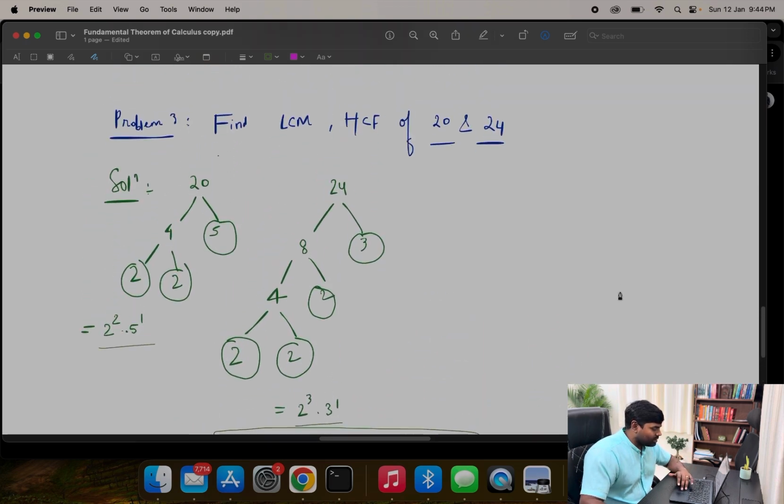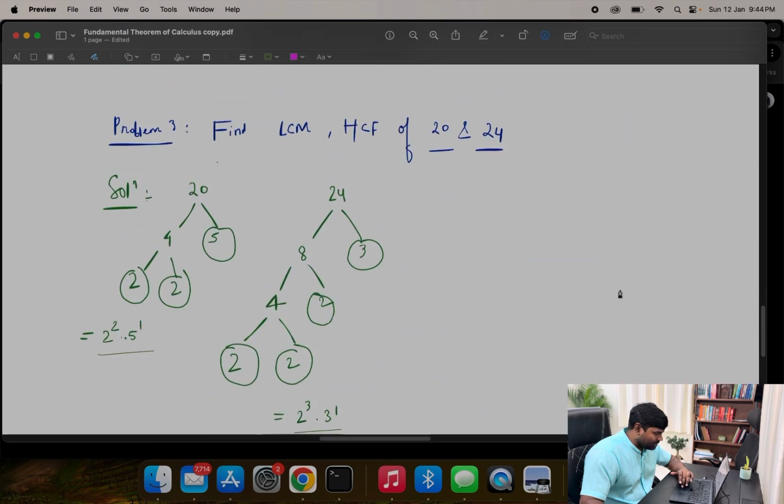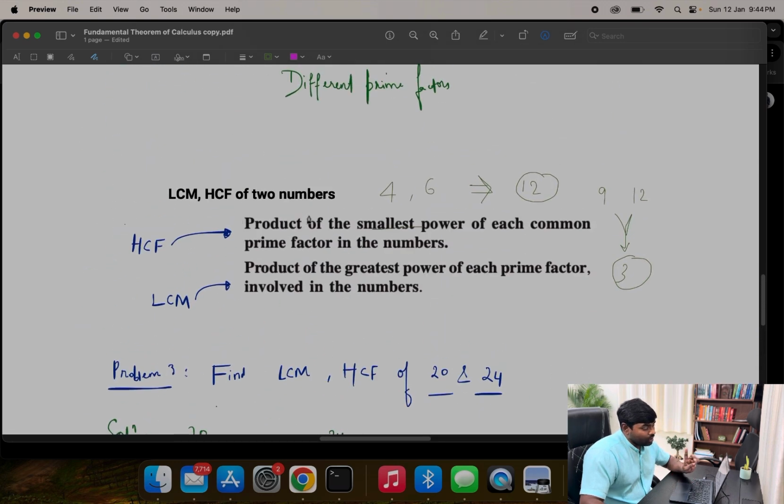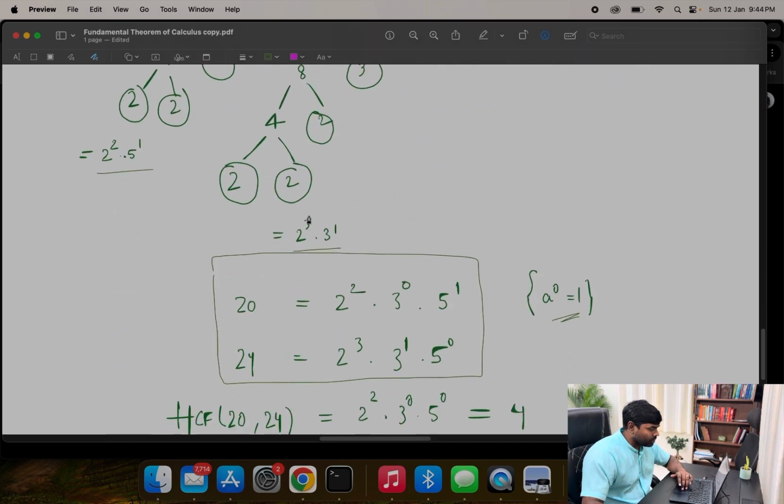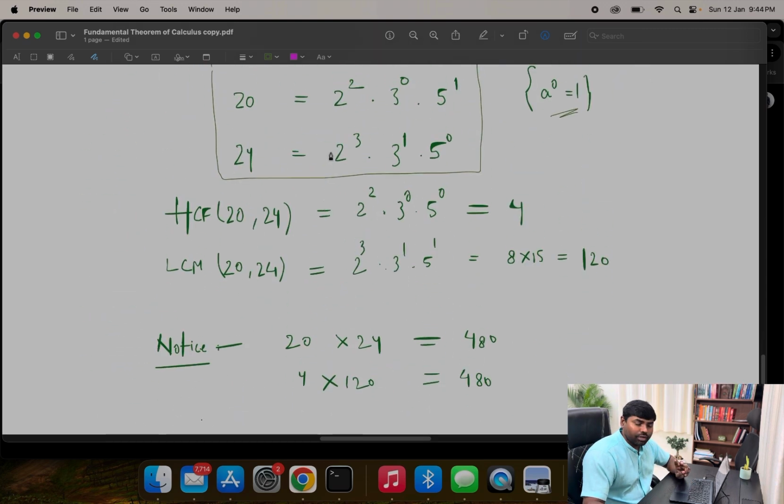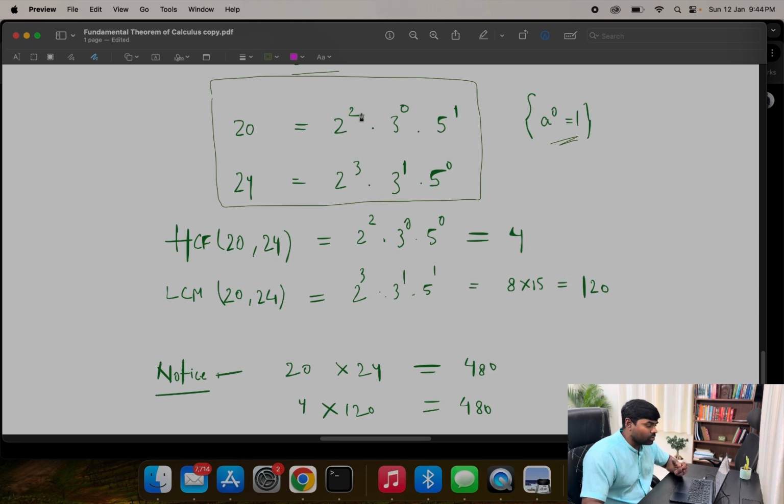Now, let's read the statement again. It says product for HCF, product of the smallest power, right? Cool. So if you talk about HCF, both of them have got a 2. Which is the smaller power? 2 power 2 or 2 power 3? It is 2 power 2. So you will take 2 power 2 here. By similar reasoning, the powers of 3 are 0 and 1. Which is the smaller one? 0. So we get a 0. For 5, the smaller one is 0. So we get 2 power 2 times 3 power 0 times 5 power 0, which is just 4.